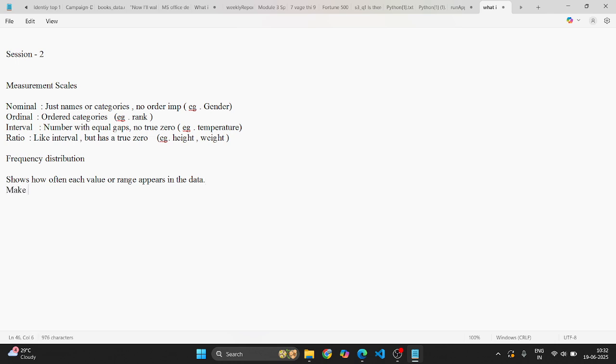For what purpose? It makes large data easier to understand. Another thing we have discussed is the cumulative frequency. In this we have seen the example of age group. If we are having the age group of 10 to 20, then how many people are there in that slot, that we mentioned as the frequency.